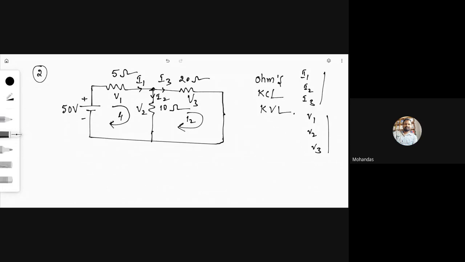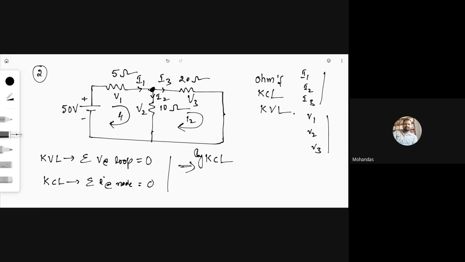Before writing the KVL equations, what is the KVL? The algebraic sum of all voltages, so the summation of voltages around a closed loop is equal to 0. And we also have to write the KCL: the summation of the currents at a particular node is equal to 0. So at this particular node, how many currents are entering and how many currents are leaving?